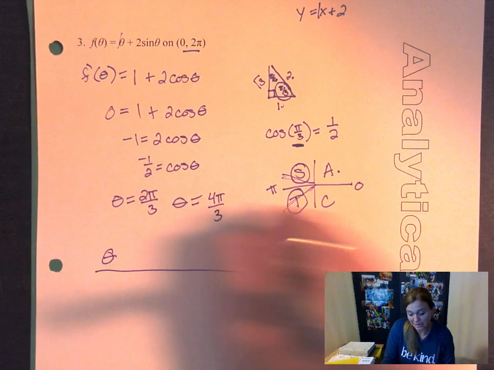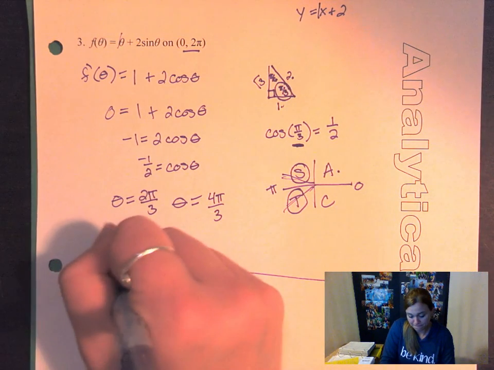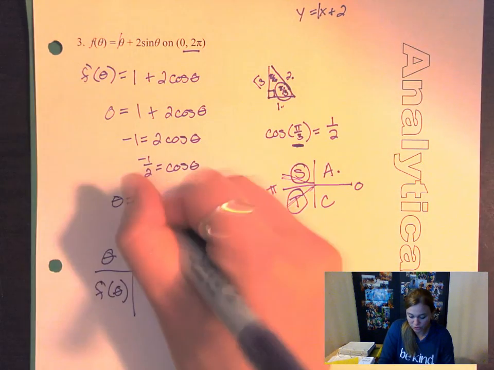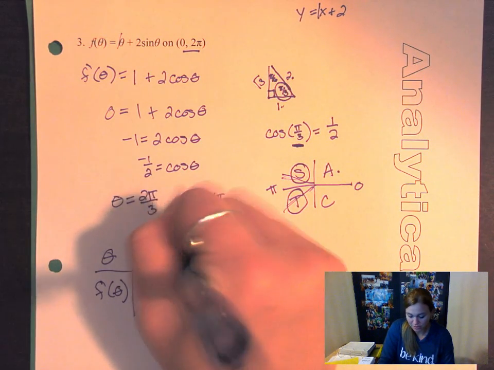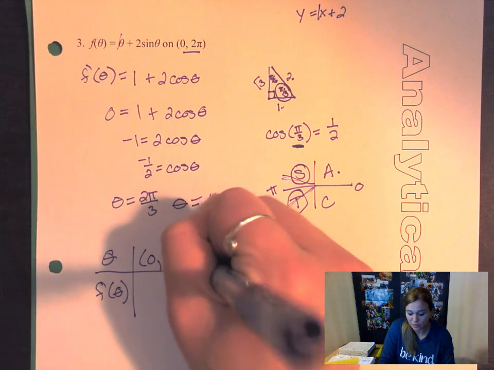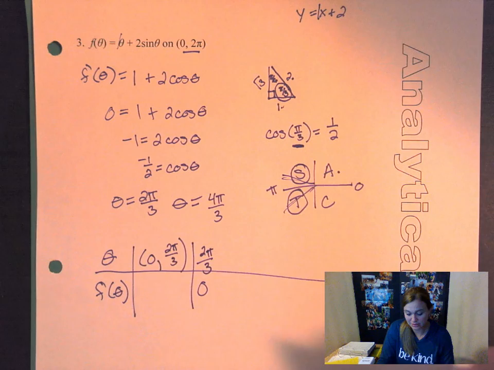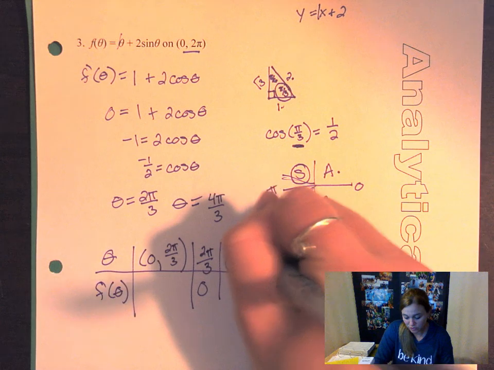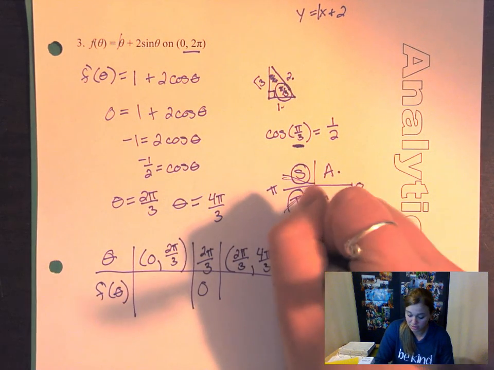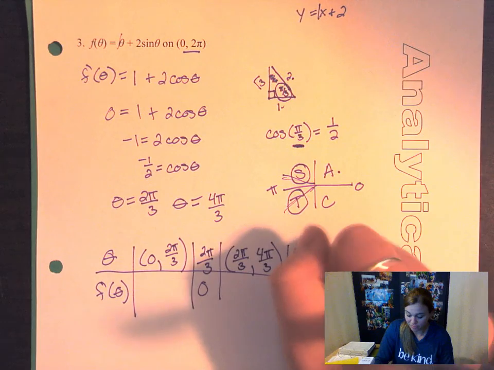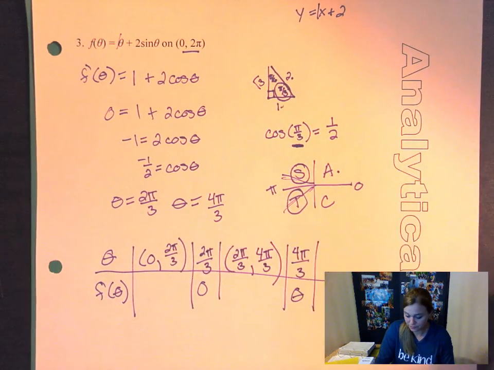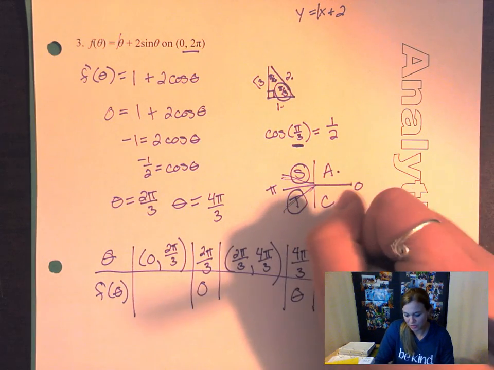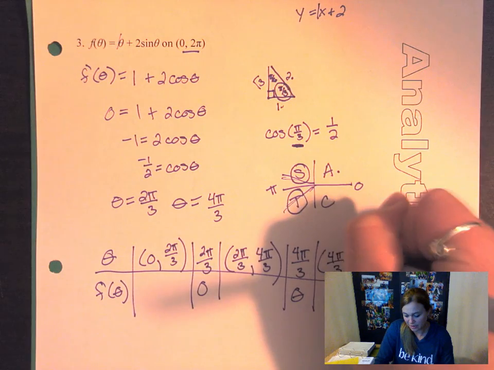So next thing, you're making a table. And instead of starting at negative infinity, I'm just going to go to 0. So 0 to the first stopping point is 2 pi over 3, because I know at 2 pi over 3, f prime of theta is 0. Then 2 pi over 3 to 4 pi over 3, because I know at 4 pi over 3, f prime of theta is 0. And then 4 pi over 3 the whole way to 2 pi.